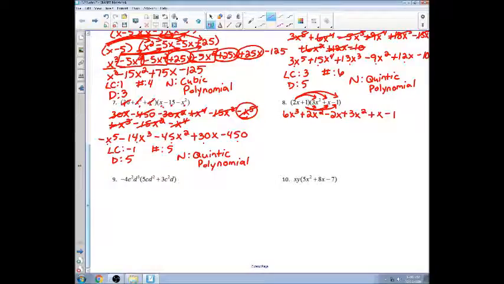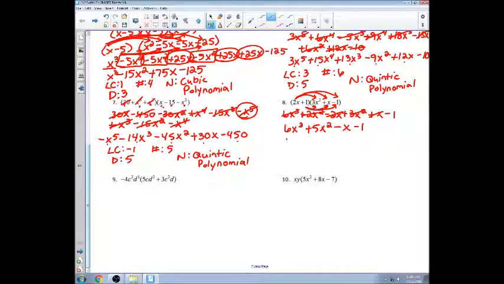Use your largest exponent first. My largest exponent is x to the third, so it would be 6x to the third. That's done. I have a positive 2x squared and a positive 3x squared, so that would be positive 5x squared. I have a negative 2x and a positive x, so that would be negative x and negative 1. So 6x to the third plus 5x squared minus x minus 1.